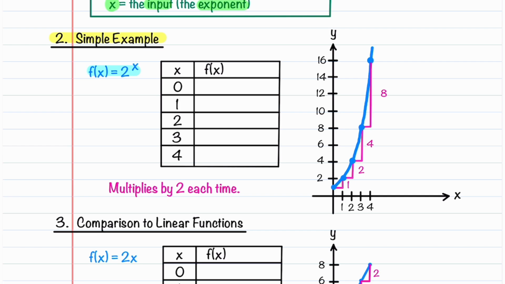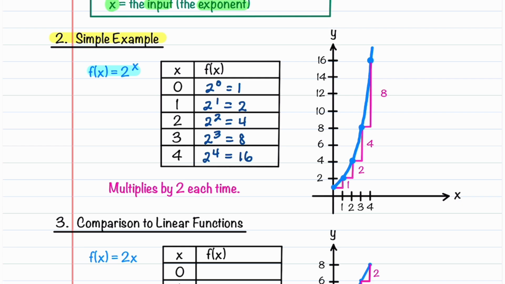When x is 0, our f of x is 2 to the 0, which is 1. When x is 1, our f of x is 2 to the 1, which is 2. And then when x is 2, we have 2 squared, which is 4. When x is 3, we have 2 cubed, which is 8. And then lastly, when x is 4, we have 2 to the 4th, which is equal to 16.